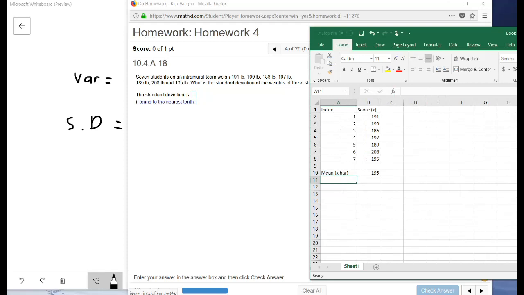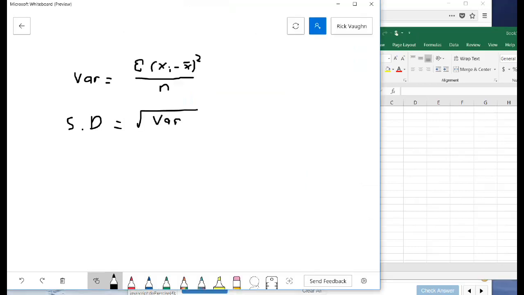Now the next thing I want to do is start to compute the variance. You need the mean in order to compute the variance, and you need the variance in order to compute the standard deviation. I wrote this out over on the whiteboard. So the variance is equal to the sum of the score minus the mean, squared. So I take each score, I subtract the mean, and then I square it, and then I add up all of those squares, and at the end I divide by n, which is the total number of scores that you have, which in this case is 7.